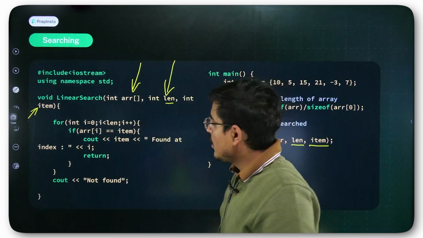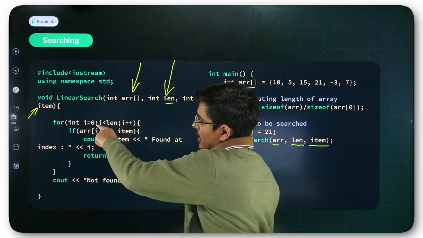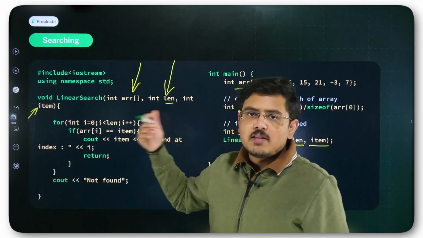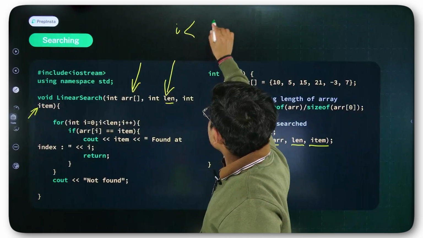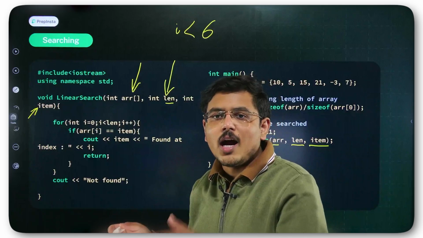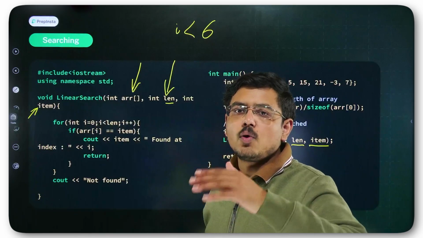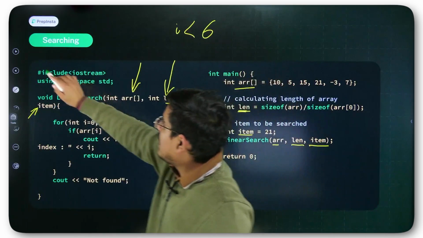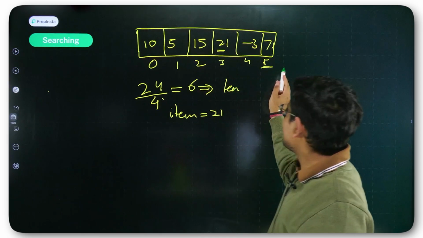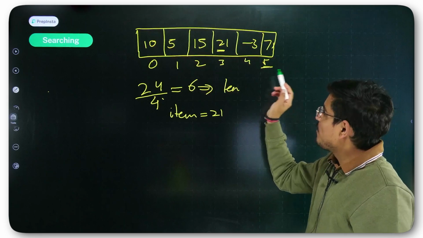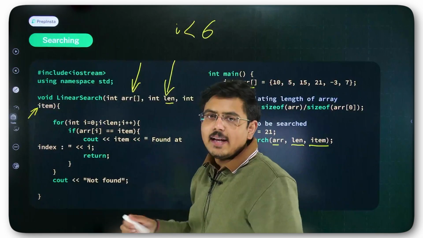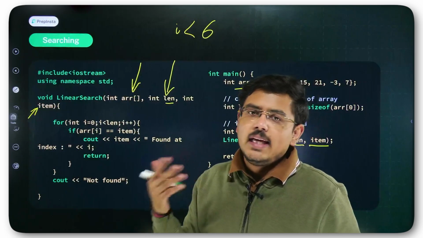What happens is you have a counter variable i, which is initialized to 0, till i is lesser than len, which basically means till i is lesser than 6. That says i would start from 0 and it can go up to 5, which is the last index in your array. So you let your i reach till 5, and after every iteration you increment the i.